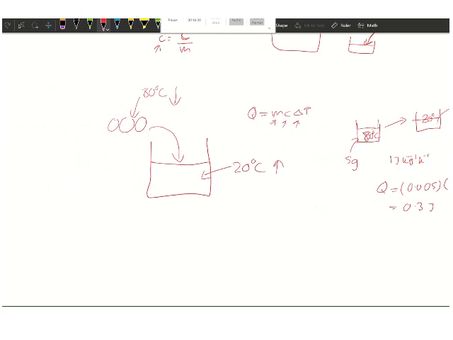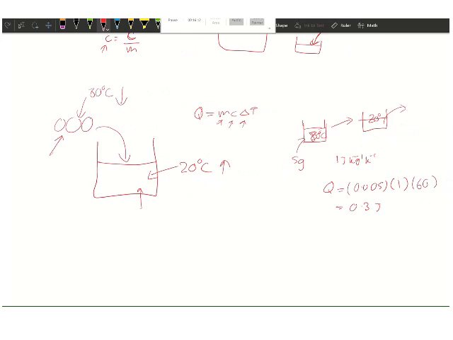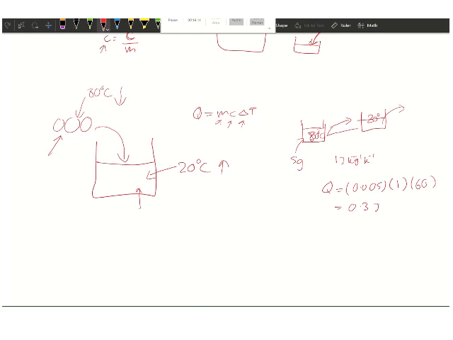So what happened here? We're going to use the same thing. Initially this one has its own energy, and this one also has its energy. So the process can go two ways. You can have it another way, I can have it the other way around.